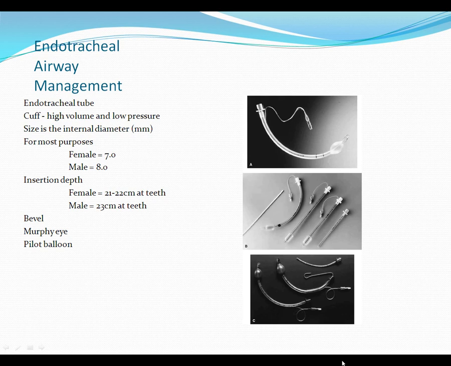The size that we talk about with these tubes is actually the internal diameter in millimeters. A 7.0 is 7 millimeters on the inside. For most purposes, females 7, males 8. This is one estimate of insertion depth. Females 21 to 22 centimeters at the teeth, and males 23 centimeters.